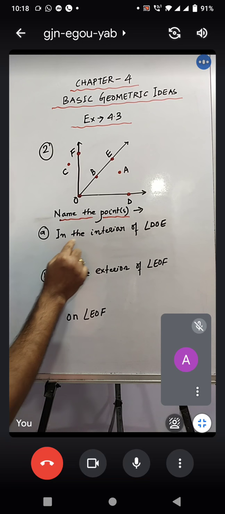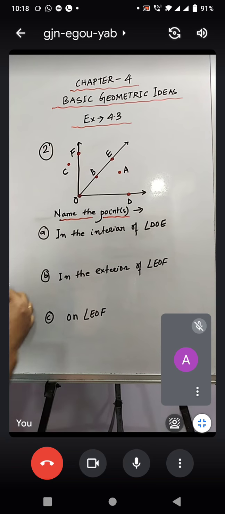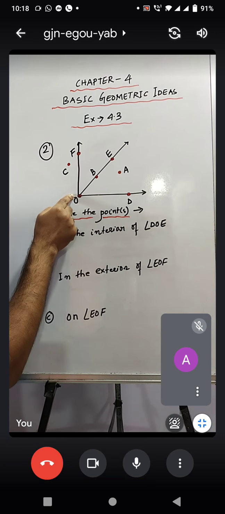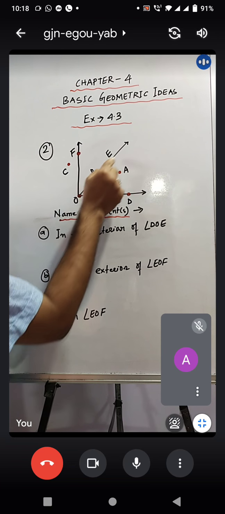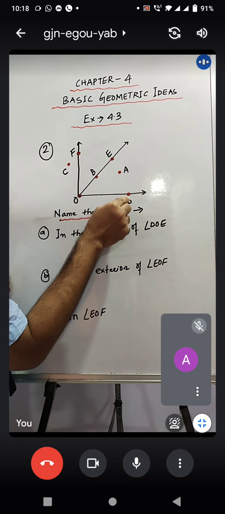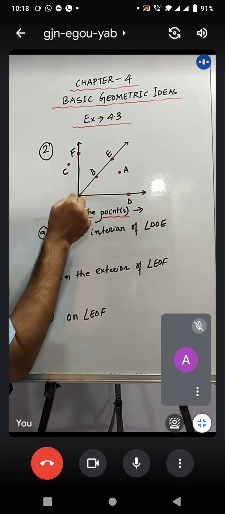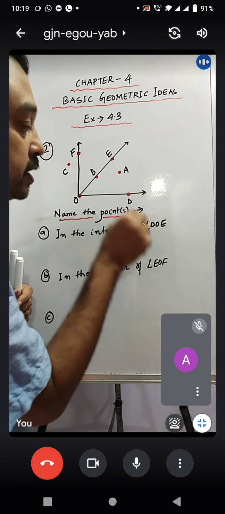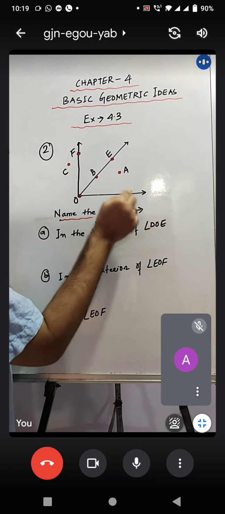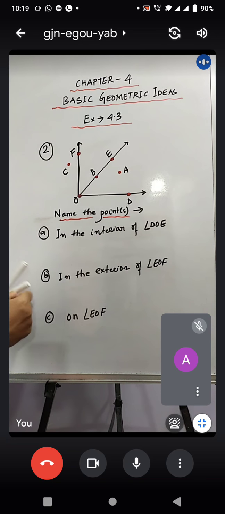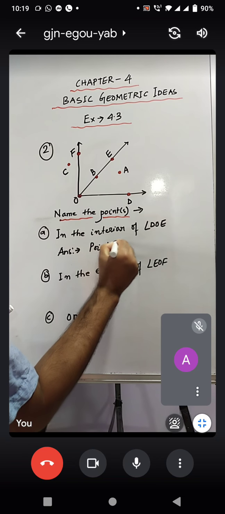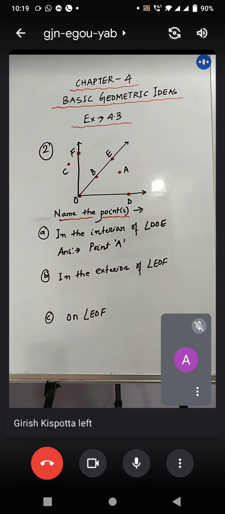According to the first question, in the interior of DOE. That is, first of all you have to locate the angle DOE. So where is DOE? DOE. So this is the angle, students. This is the angle, and you have to name the point which is interior to this angle. Let's see, which point is inside this angle? This is what you have to say. That is, interior to this angle is what? Point A. Because this point A is interior to this angle. So our answer would be point A. Okay, this is our answer.